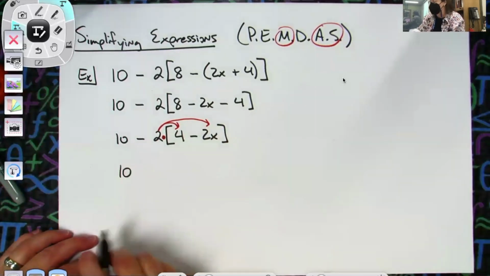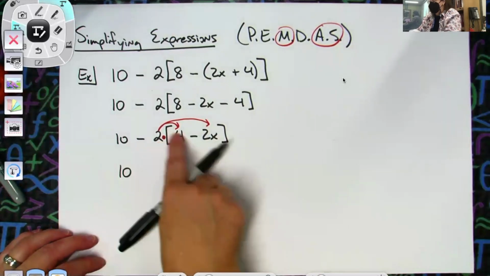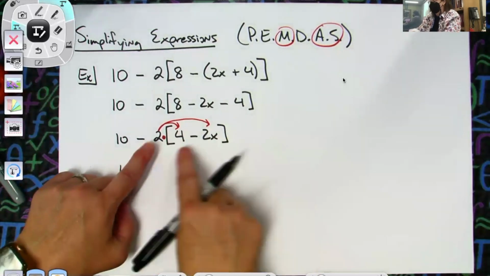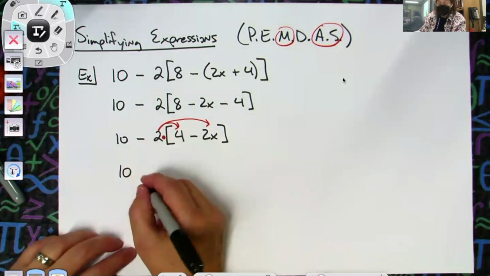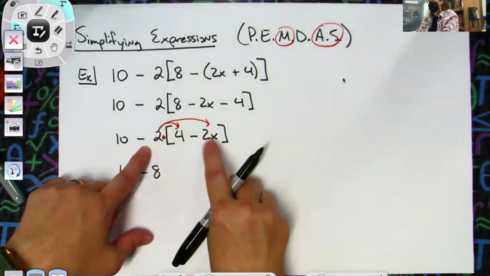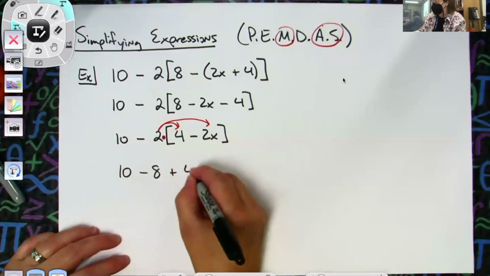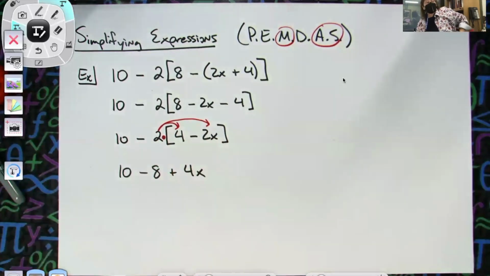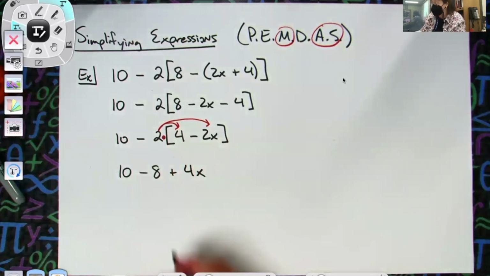Keep that 10 there. Distribute the negative 2, which will make this what, a negative 8? So minus 8. And then a negative 2 and a negative 2x, positive 4x. Don't let me screw up. 10 minus 8, it's going to give me a 2. So 2 plus 4x.